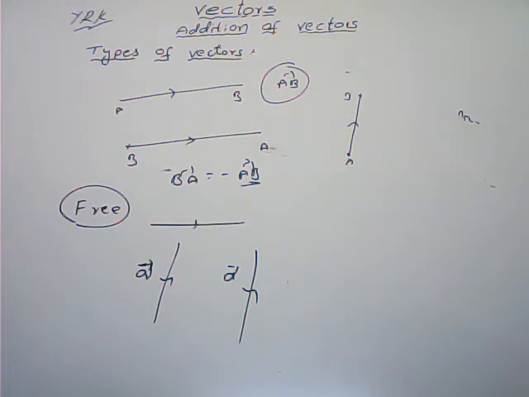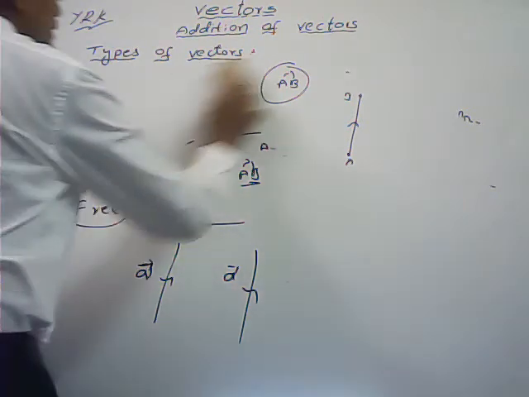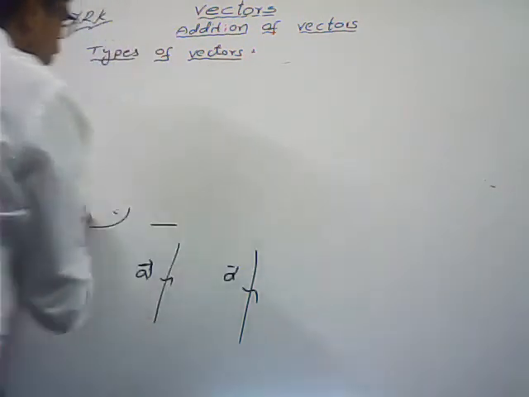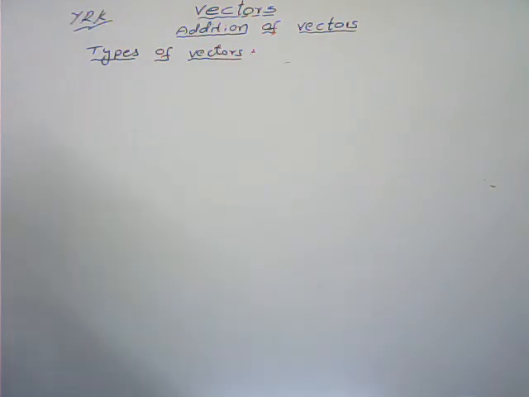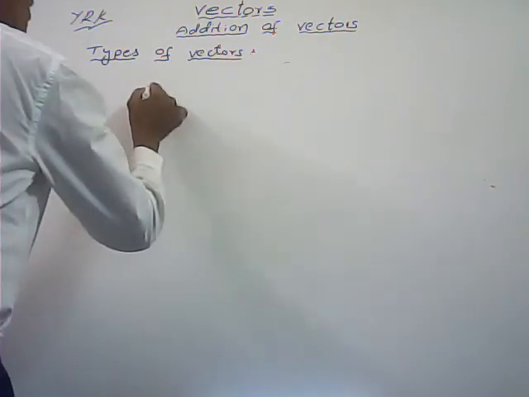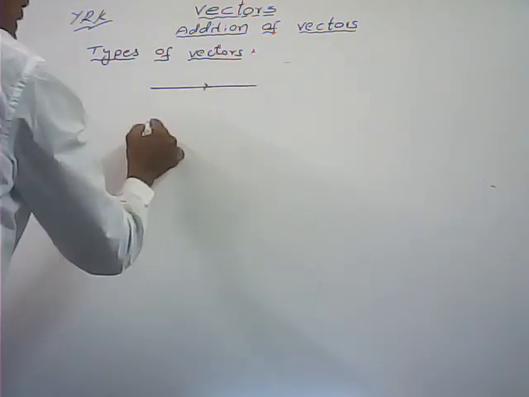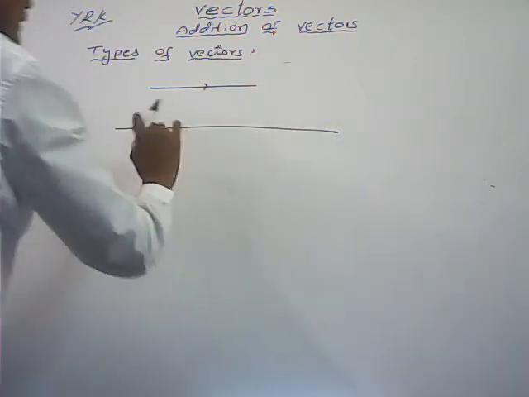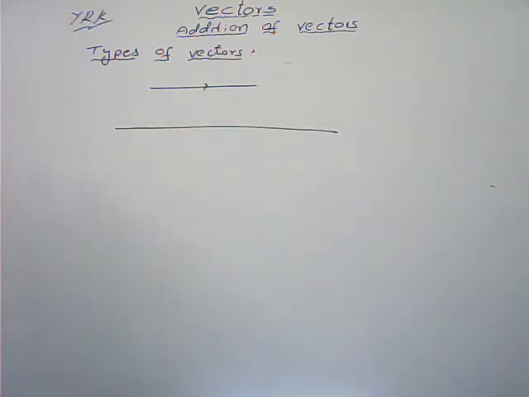Next, parallel vectors. What is parallel, or collinear vectors also. Here two vectors are said to be parallel if their direction, whatever it may be, is the same or opposite direction.